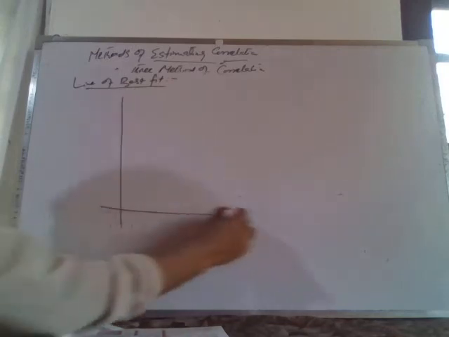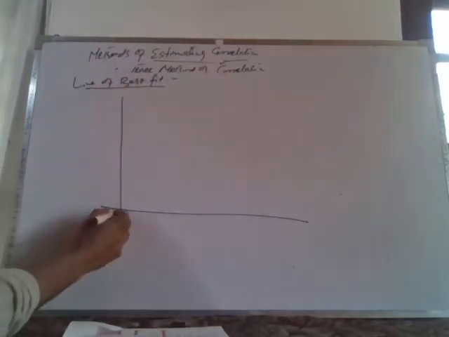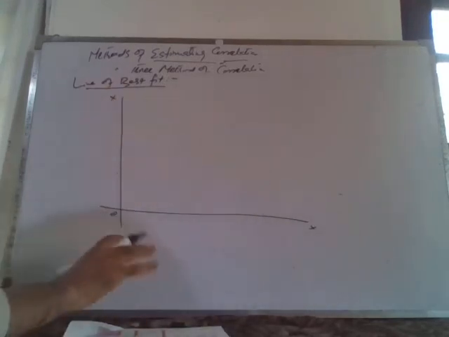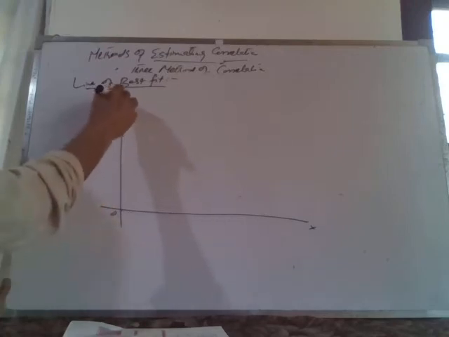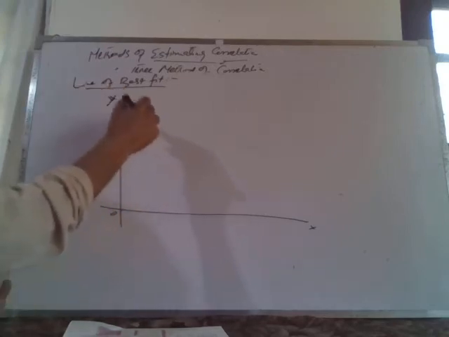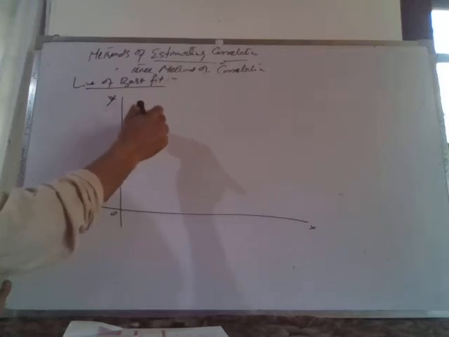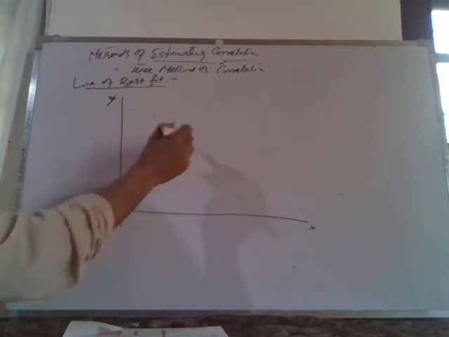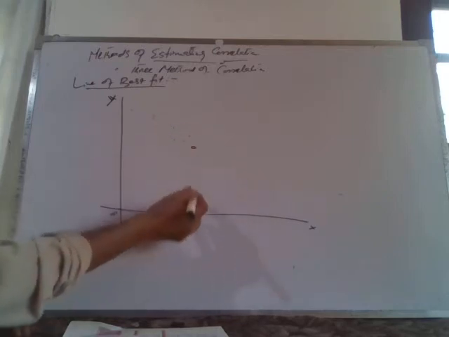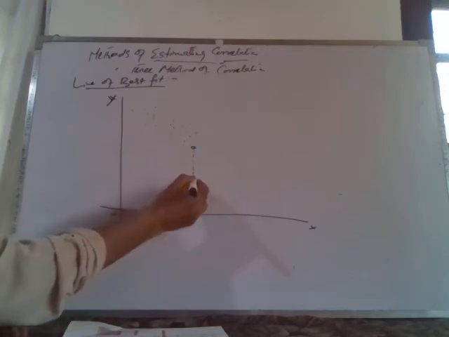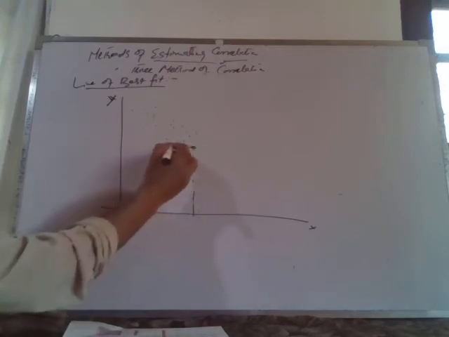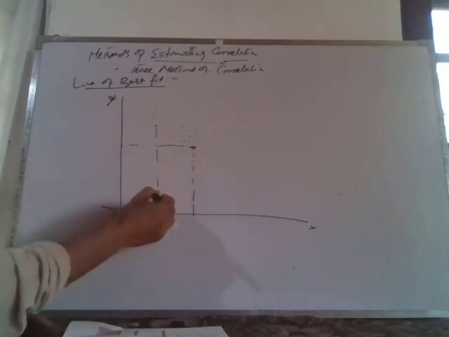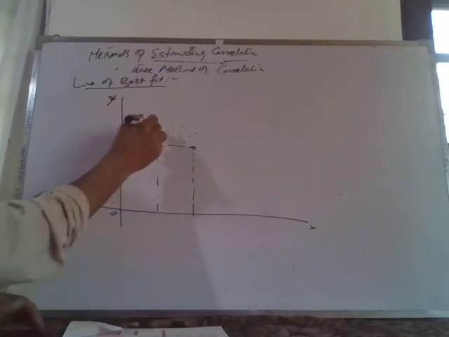First, I will give you an example. This is, for example, a scatter diagram. OX shows price and OY shows quantity demanded. For example, these are the points. Every dot shows a value of x and a value of y. For example, if we take this point, it shows this much of x and this much of y. Same is the case if we take this point. It shows this much of x and this much of y.